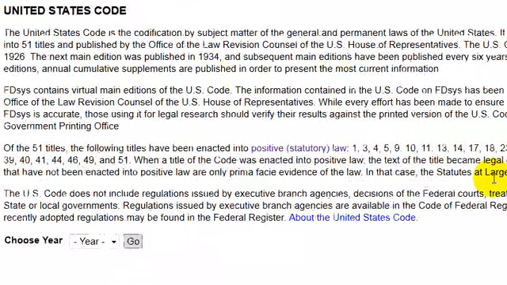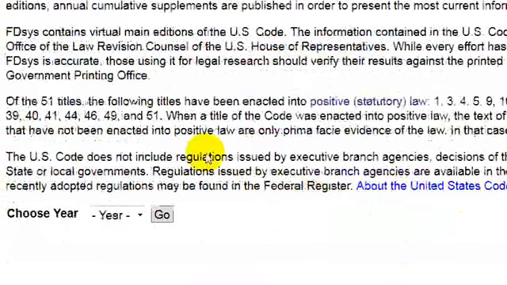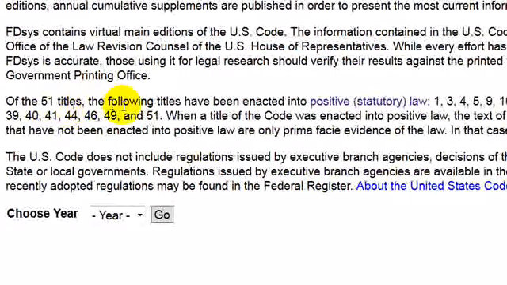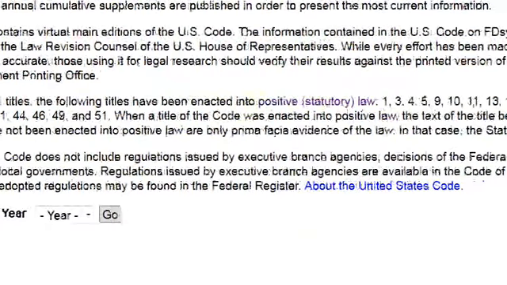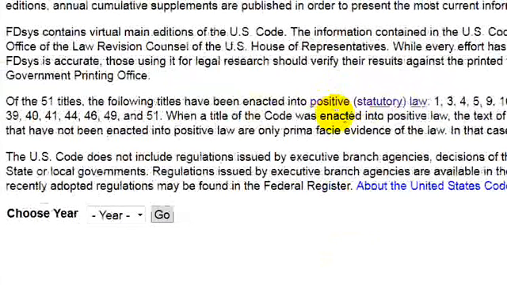Now, here's the paragraph that I really want to read to you. That is, of the 51 titles, the following titles have been enacted into positive statutory law. Okay? And of course we know if you have done things properly with your status, you do not have to consent to statutory law. However, that's a whole other video. I just want to share some eye-opening things that I found out.